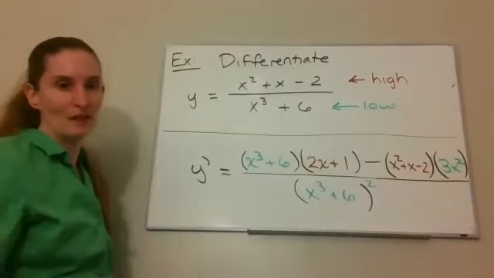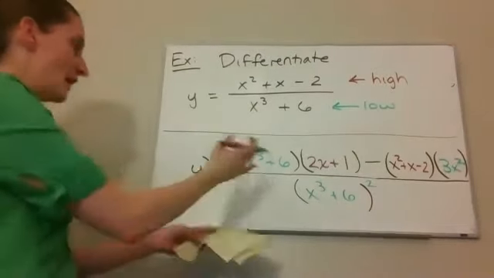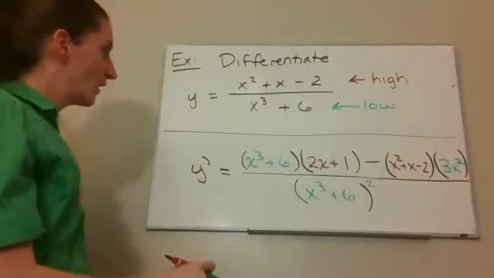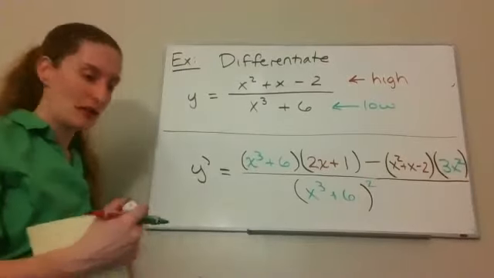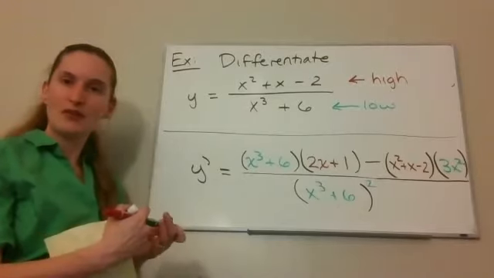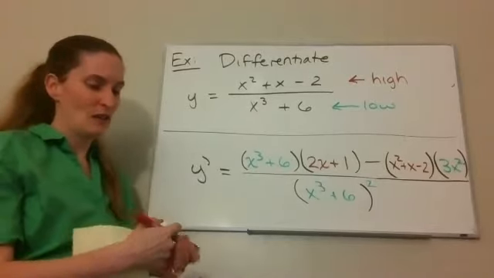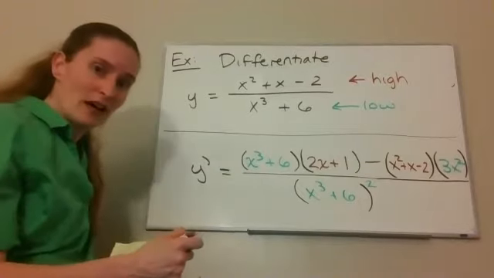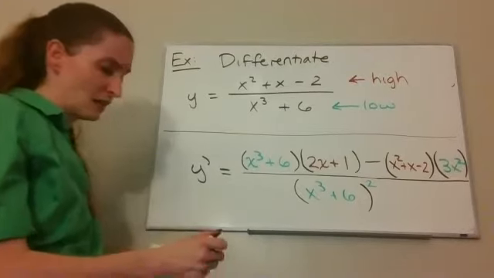Derivative of 6 is 0, so I don't need it. And this is my derivative already. That's all there is to it. And I strongly suggest that unless you are told to simplify your answers, it's going to sound crazy, but don't bother simplifying it because this is already a correct answer.